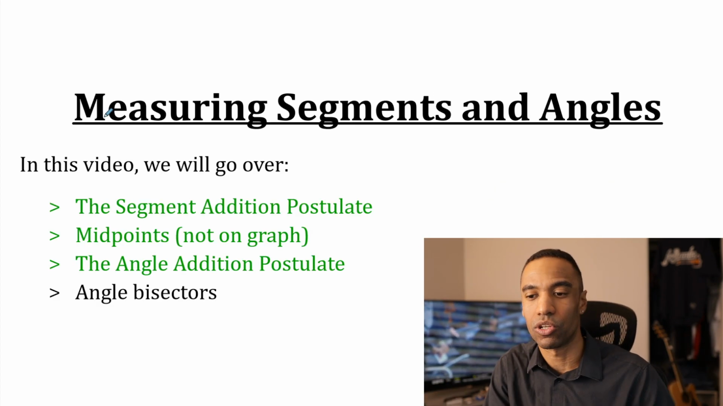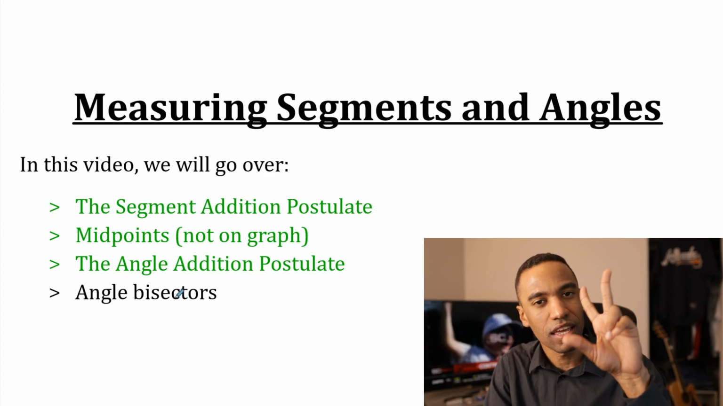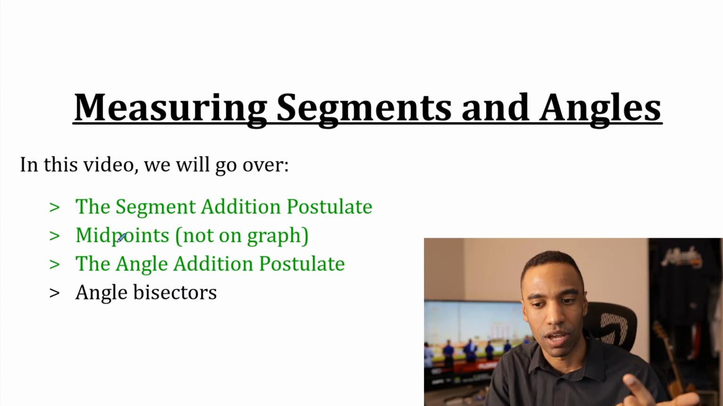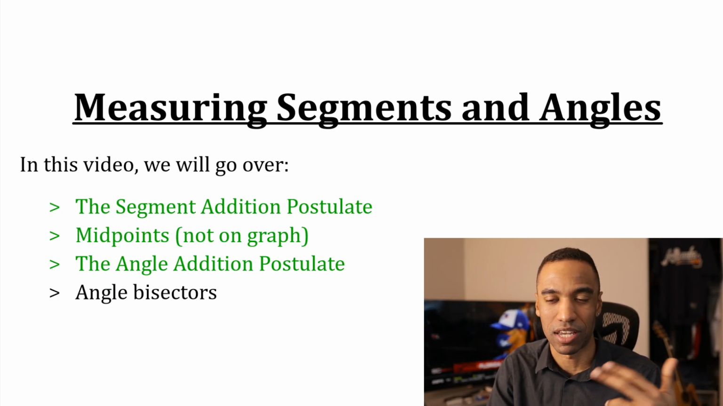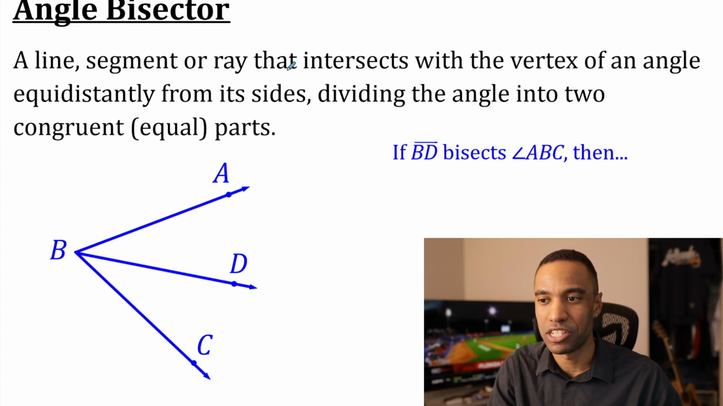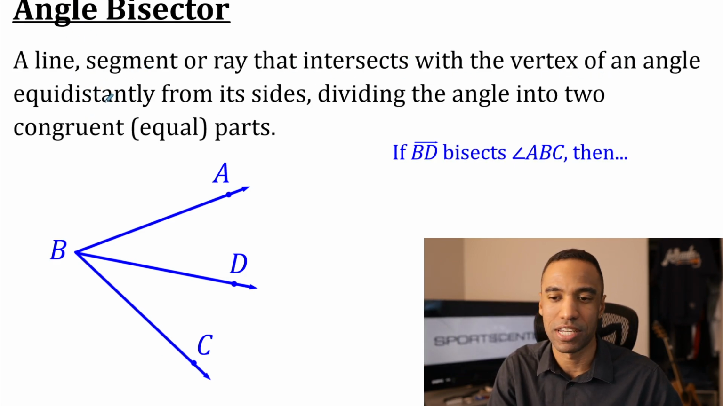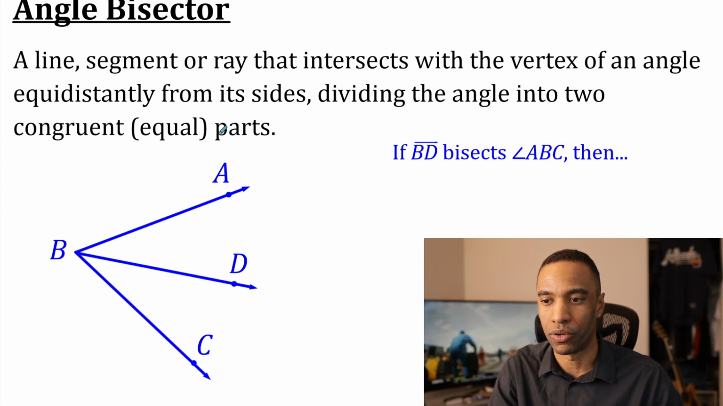And the last thing to look at after we covered the angle addition postulate are angle bisectors. Kind of like the midpoint of angles, if you will, just like how segment bisectors could have been a thing. Let's take a look at this. An angle bisector is a line, segment, or ray that intersects with the vertex of an angle equidistantly from its sides, dividing the angle into two congruent or equal parts.